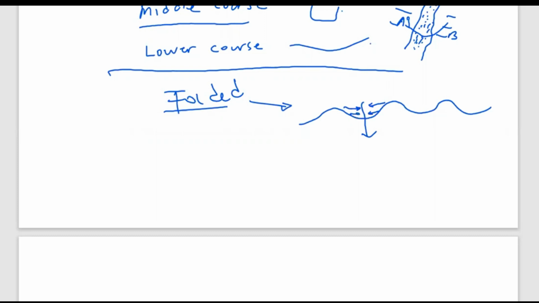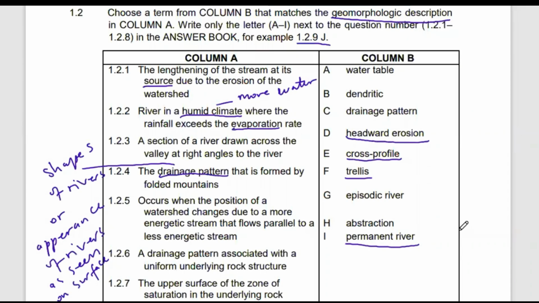So this is common in areas which have folded mountains. As you can see, this is a fold here. That's a fold. I have a syncline here. This is another fold here. So because of these folds, if rivers are flowing in such areas, you end up forming a trellis pattern of flow.